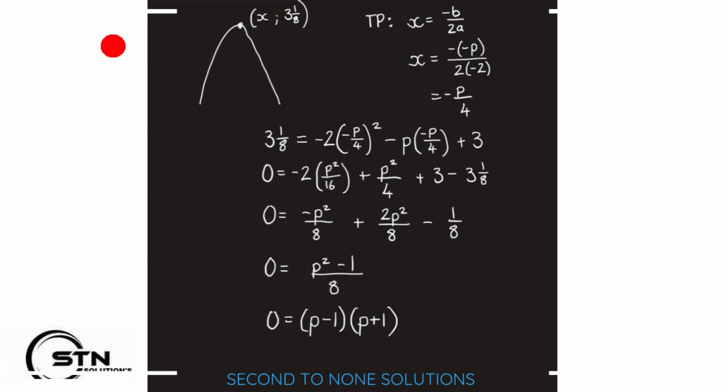I divided both sides by 8, so that I was left with p squared minus 1. So it looks as if the 8 just disappeared. Poof, just like that. And after that, I then factorized. So this means p will either have a value of 1 or p will have a value of negative 1.